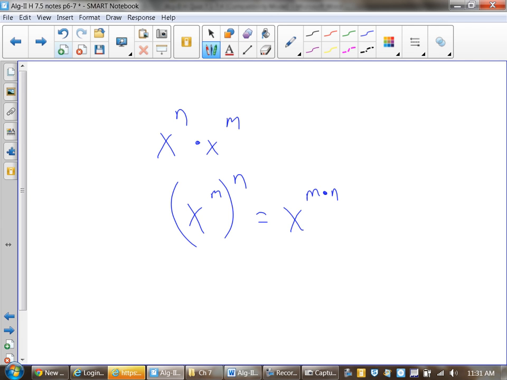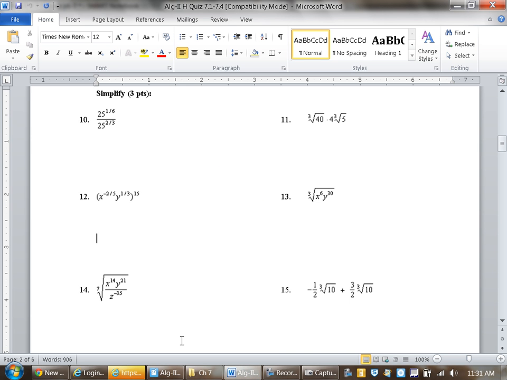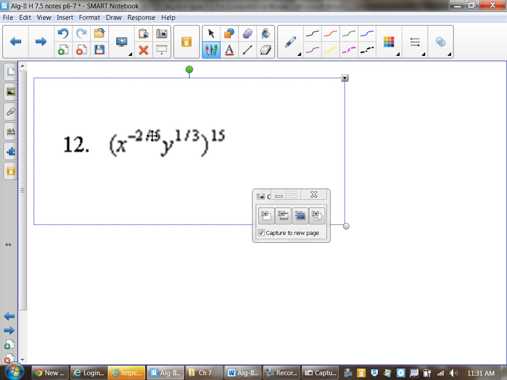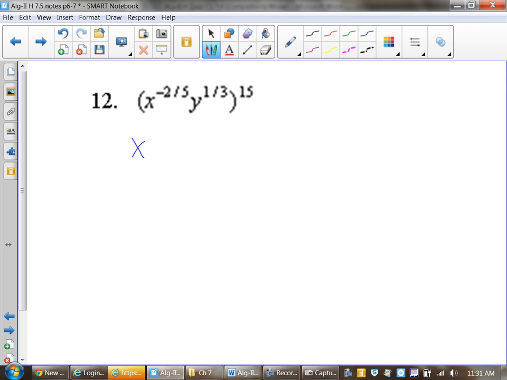Yes, sir. 12. You have power to power to start with here. When you have power to power, distribute your exponent, which basically means you're multiplying everything across. So when you multiply your exponents in, you wind up with x to the 15 times -2/5 becomes, what is that, -30 over 5. So it becomes -6, and this becomes y to the 5th. No negative exponents.